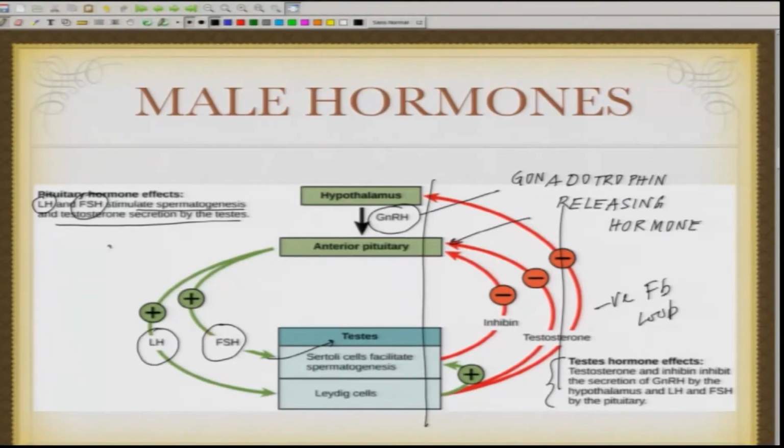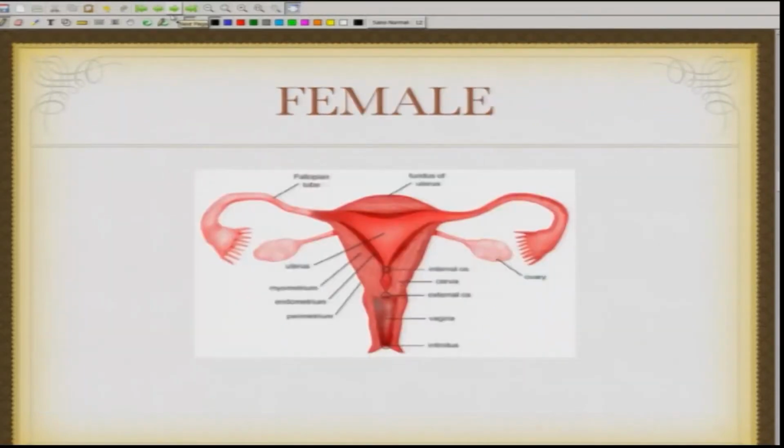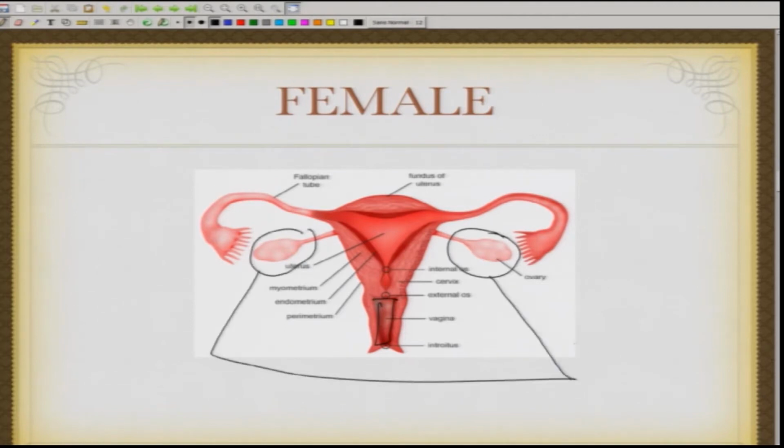Okay, so this is what we talked about, the male hormones. Now coming back to the female reproductive system. Here you have the vagina, which is the entry part of it. On top of it you have the critical organ, which is your ovary. This is where the egg formation is happening. So a sperm has to travel through this whole passage all the way out here.